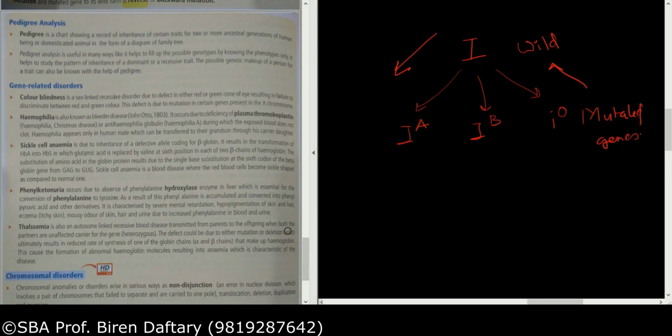Now if you see the next part, I am going to teach you pedigree analysis, but this part which is there, gene related disorders, we have already studied, so I'm not going to teach you this. You know what is color blindness, you know what is hemophilia. Hemophilia is a bleeder's disease, and that is because of the deficiency of a protein called plasma thromboplastin. Thromboplastin is a protein which helps in clotting of blood. When that protein is not present in proper quantities, blood clotting or coagulation doesn't occur, and because of that, the person continues to bleed.